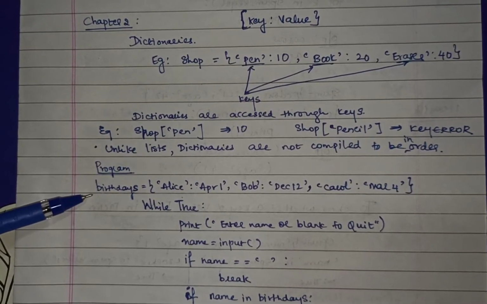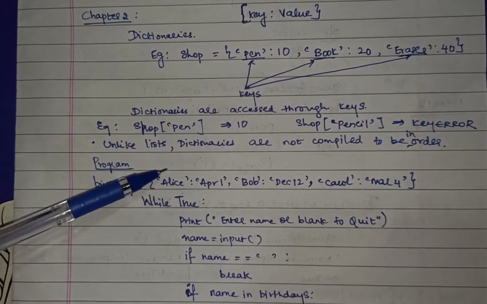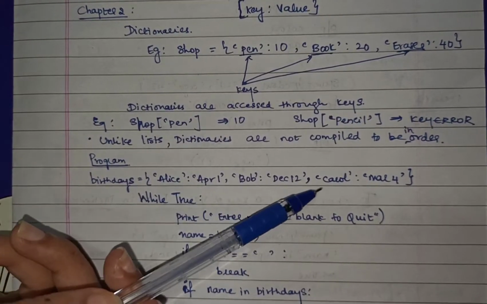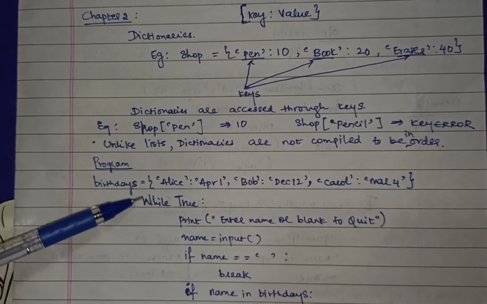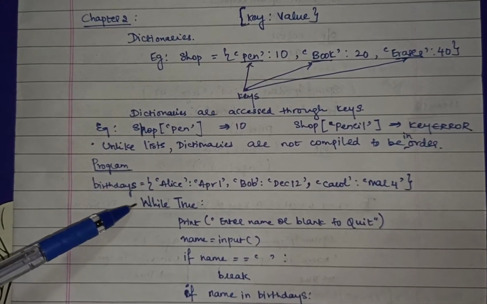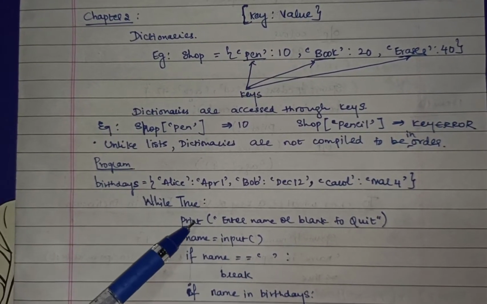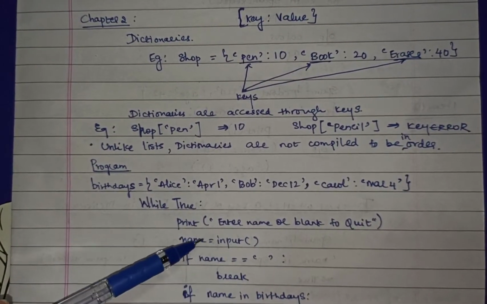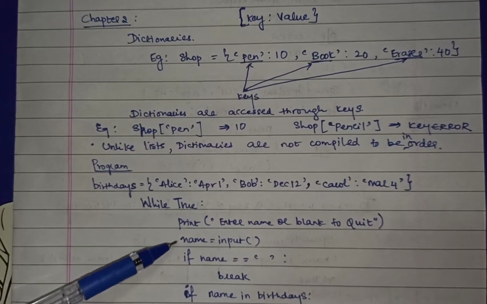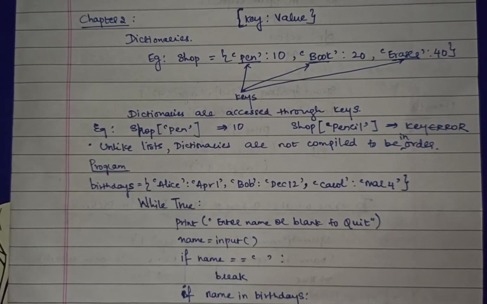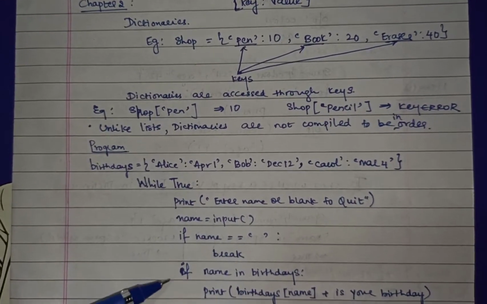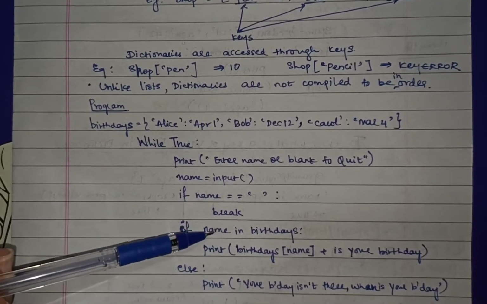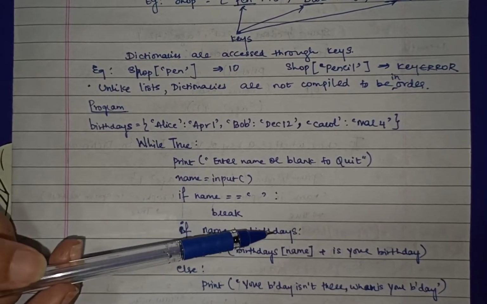You have a birthdays dictionary which has the name and the birth date of each person, separated by commas. And while True is a forever loop, and it will enter here, and it will ask the user to enter a name or a blank to quit. So the user will input whatever name, and if the name equals blank, that is if they want to quit, then it will break, or else it will come to if name is in birthdays. So name here is used as a key in the birthdays dictionary.